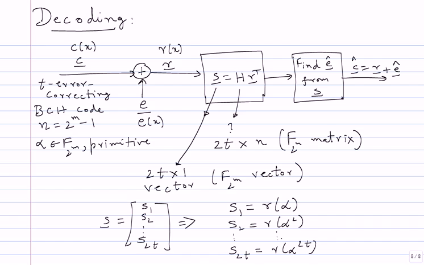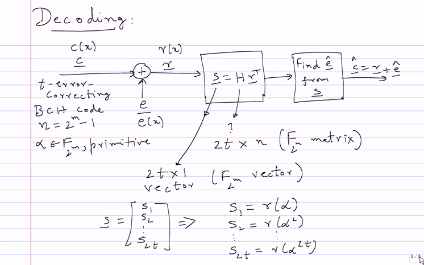Given my R of x, I can evaluate the 2t syndromes S1 through S2t. Will S1 and S2 be independent? What will S2 be in terms of S1? S1 squared. What will S4 be? S2 squared, which is S1 power 4. What will S6 be? S3 squared. So only the odd numbered syndromes are really independent. The even numbered ones are all dependent on the odd ones. But it's a non-linear dependence, not a linear one. It's all squaring.